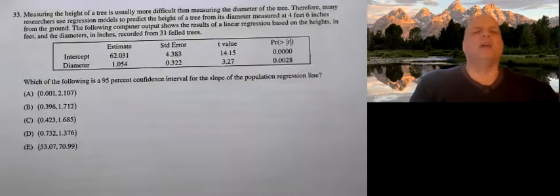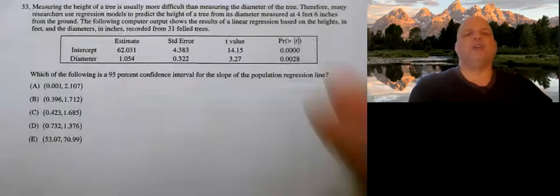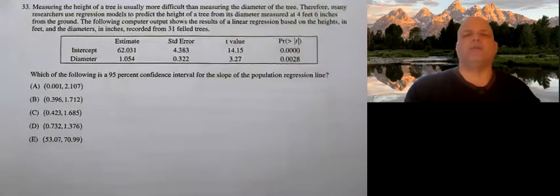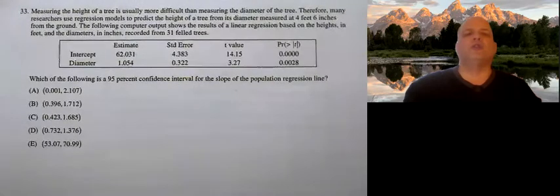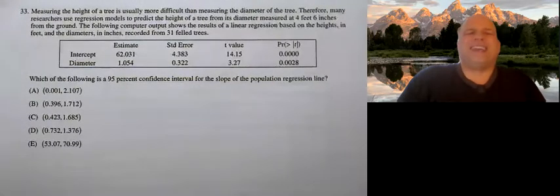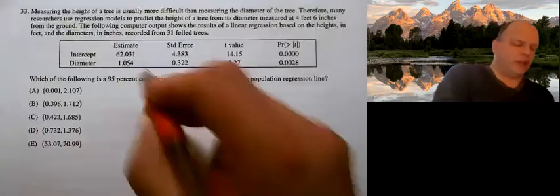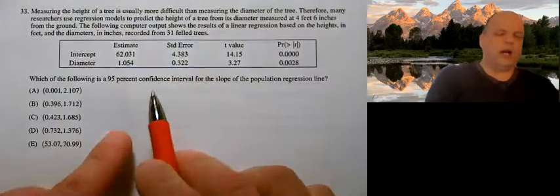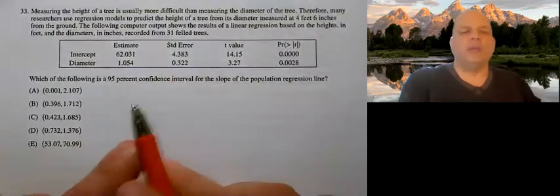Number 33, measuring the height of a tree is usually more difficult than measuring the diameter of a tree. Therefore, many researchers use regression models to predict the height of a tree from its diameter at 4 feet 6 inches from the ground. The following computer output shows the results of a linear regression based on the height in feet and diameter recorded from 31 felled trees. And so basically what we're saying is height equals something, all right?